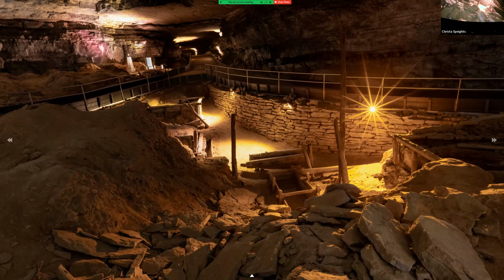That's for gunpowder and like bombs, right? For gunpowder, yeah. So they used that to make gunpowder for the War of 1812. And there were cave tours going on at the same time.